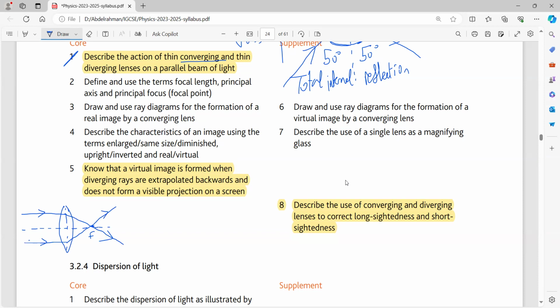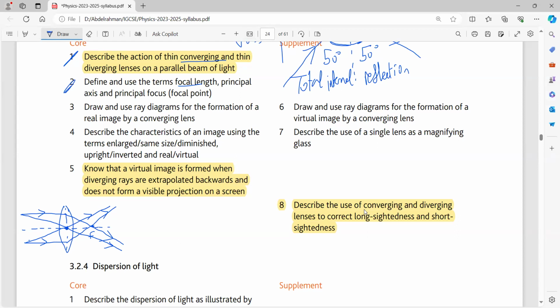If you had any rays passing right through the center, what happens? Nothing. They will continue in a straight line. Parallel rays move and bend towards the focal point. Rays passing through the center don't get refracted. We know the difference between the focal length, the principal axis, and the principal focus.